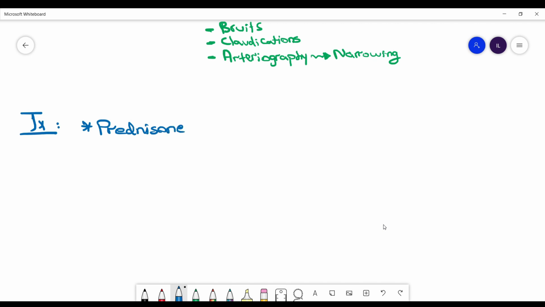And one important thing here, compared to giant cell arteritis, where methotrexate and TNF-alpha inhibitors are not proven to be effective in GCA patients, here in Takayasu, you can add them or use them as a second line for patients who don't respond to prednisone. And this is it for Takayasu.